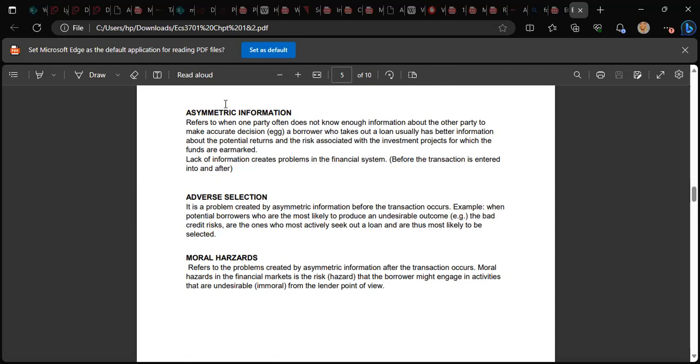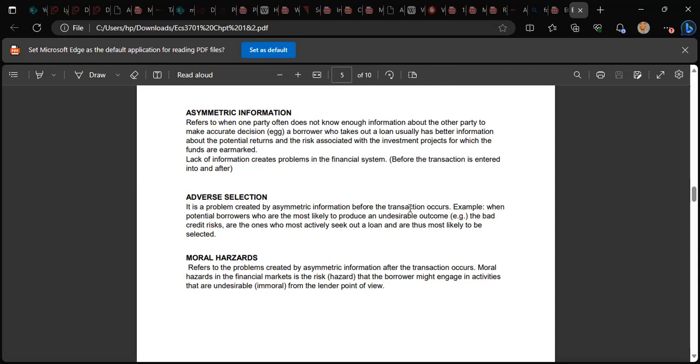So asymmetric information, this problem comes in two ways. Number one, adverse selection, and number two, moral hazard. Adverse selection occurs before the transaction, right? It's a problem created by asymmetric information before the transaction occurs.